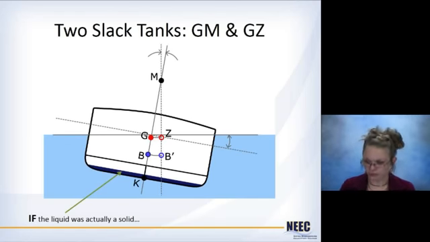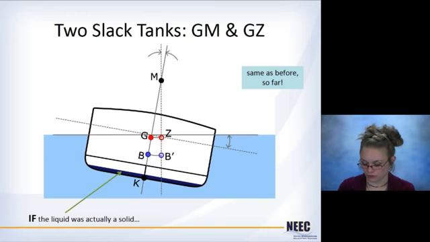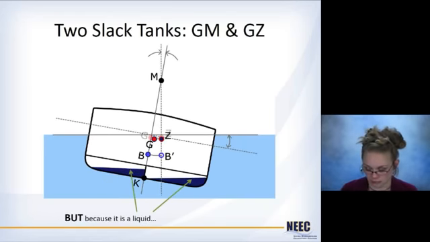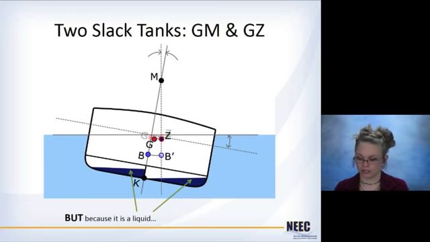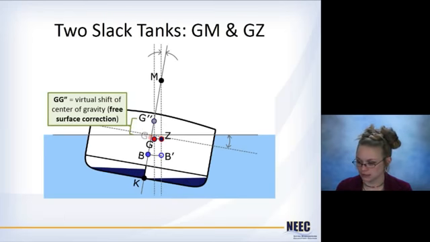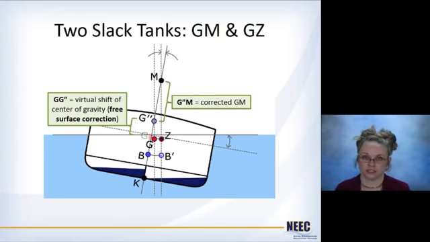Going back again, if the liquid was actually a solid, this is what we would get. The center of buoyancy would shift over. The center of gravity would not move. Same as before so far. Now we let the liquid slosh over, but now look at the difference. Because of that longitudinal bulkhead, half that liquid can't slide all the way over to the right. And so the center of gravity still moves, but it doesn't move nearly as much. The result is that the virtual shift in the center of gravity, the free surface correction, is much smaller, resulting in a larger corrected GM. So this is a more stable ship. So that's where the importance of longitudinal bulkheads comes into play.